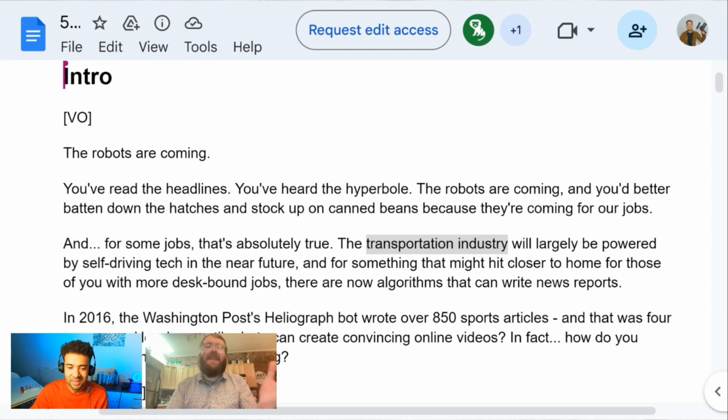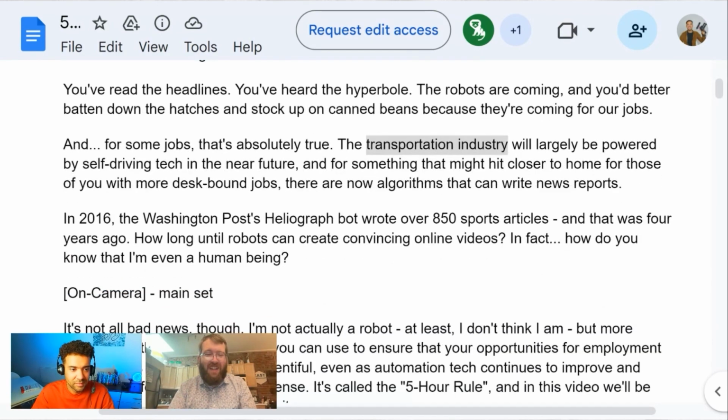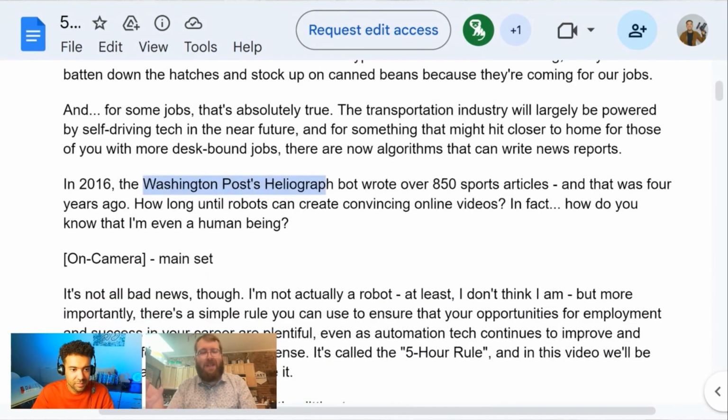But then again, our specific audience tends to be more white collar professionals, that kind of thing. So what can we do to bring it back around to that? We're like, oh, okay, well, here's an example with this Washington Post Heliograph that's more knowledge work oriented, right? Because someone might be watching it and think, oh, well, that's fine. I don't drive a cab, so I don't need to worry about that, right? But then we turn right around and we're like, okay, well, you're not safe either.